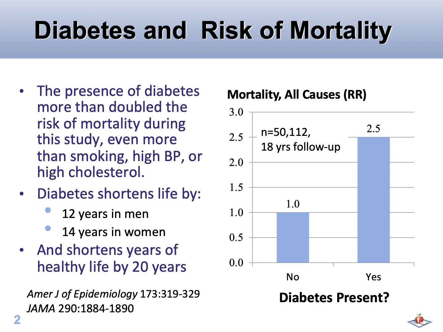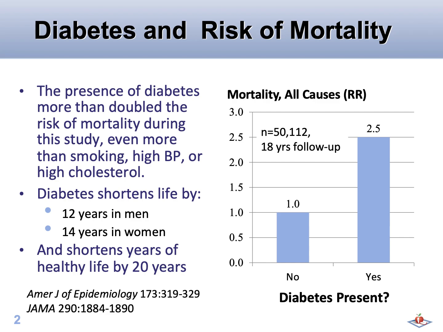In one study, researchers looked at 50,112 healthy individuals aged 35 to 55 at the beginning of their study. They followed these people for 18 years to see who passed away and who stayed alive. Then they figured out what factors were most strongly linked to mortality. Surprisingly, having diabetes was double the risk of dying during this study, and it was even more than smoking, high blood pressure, and high cholesterol.